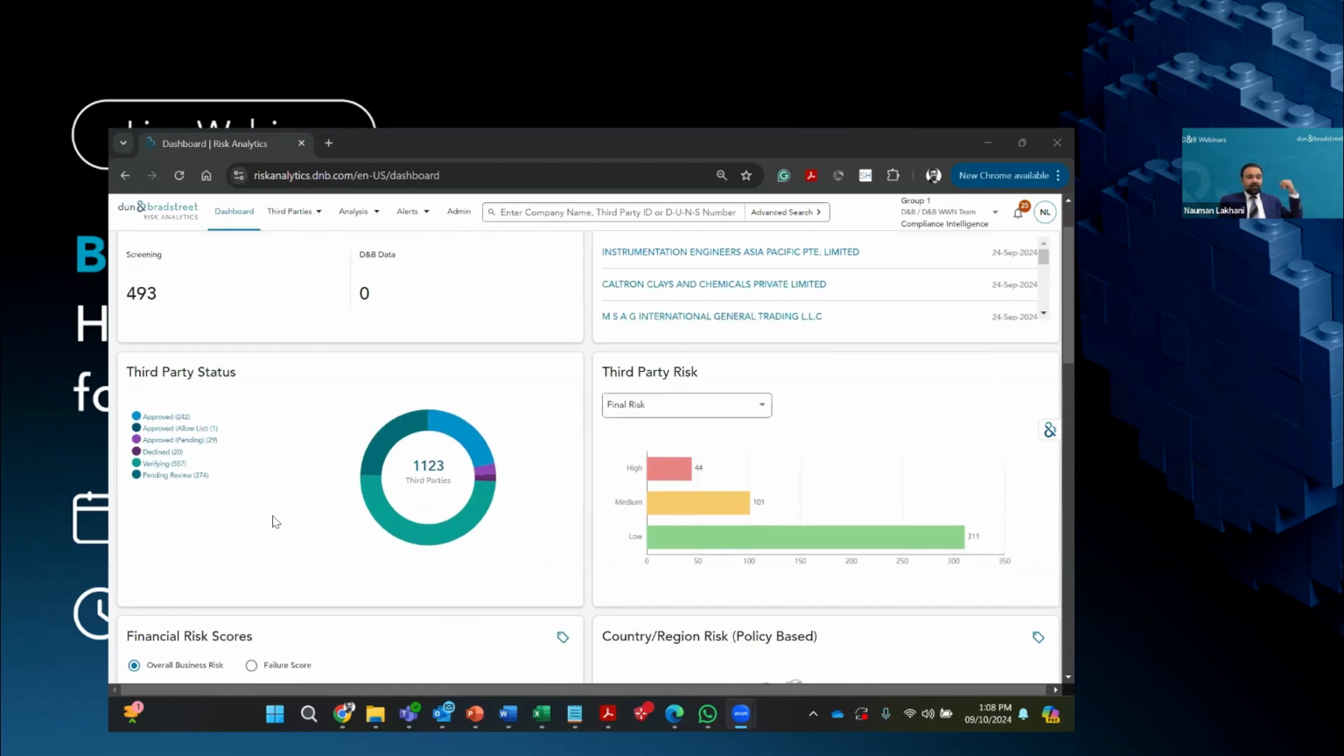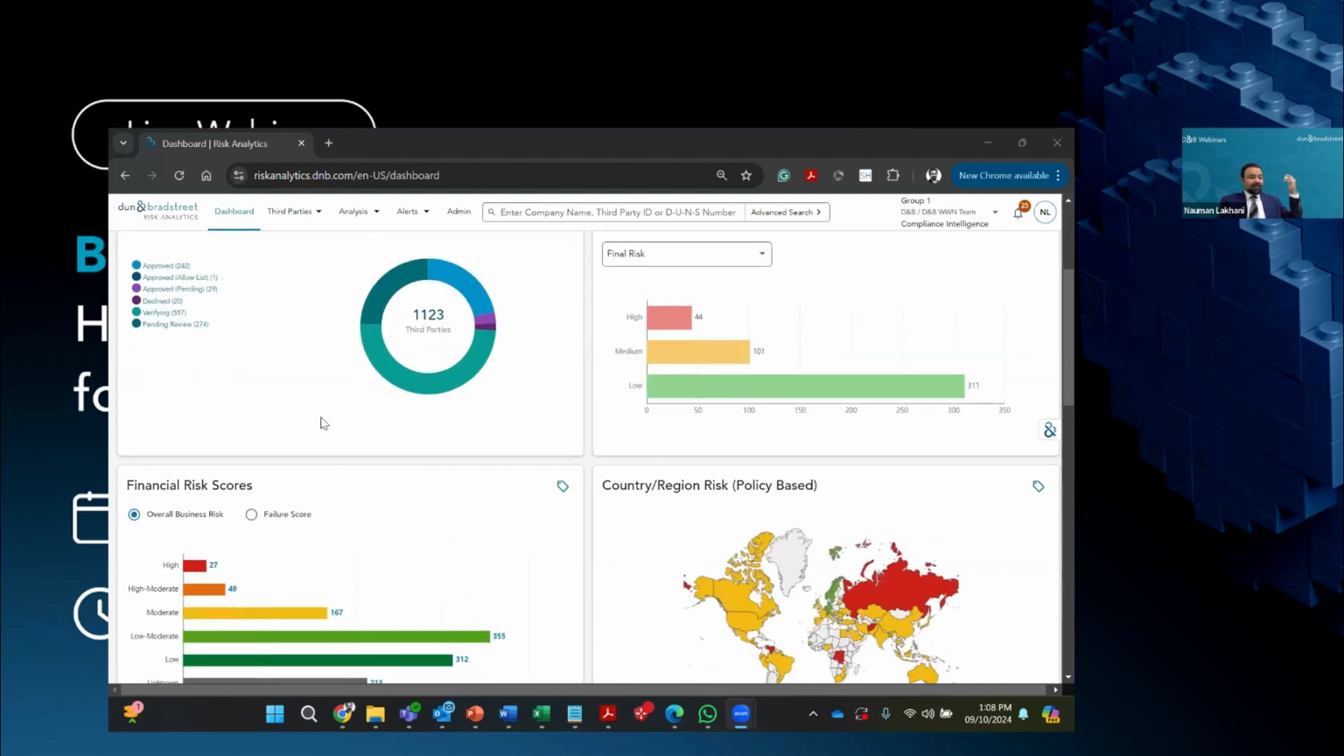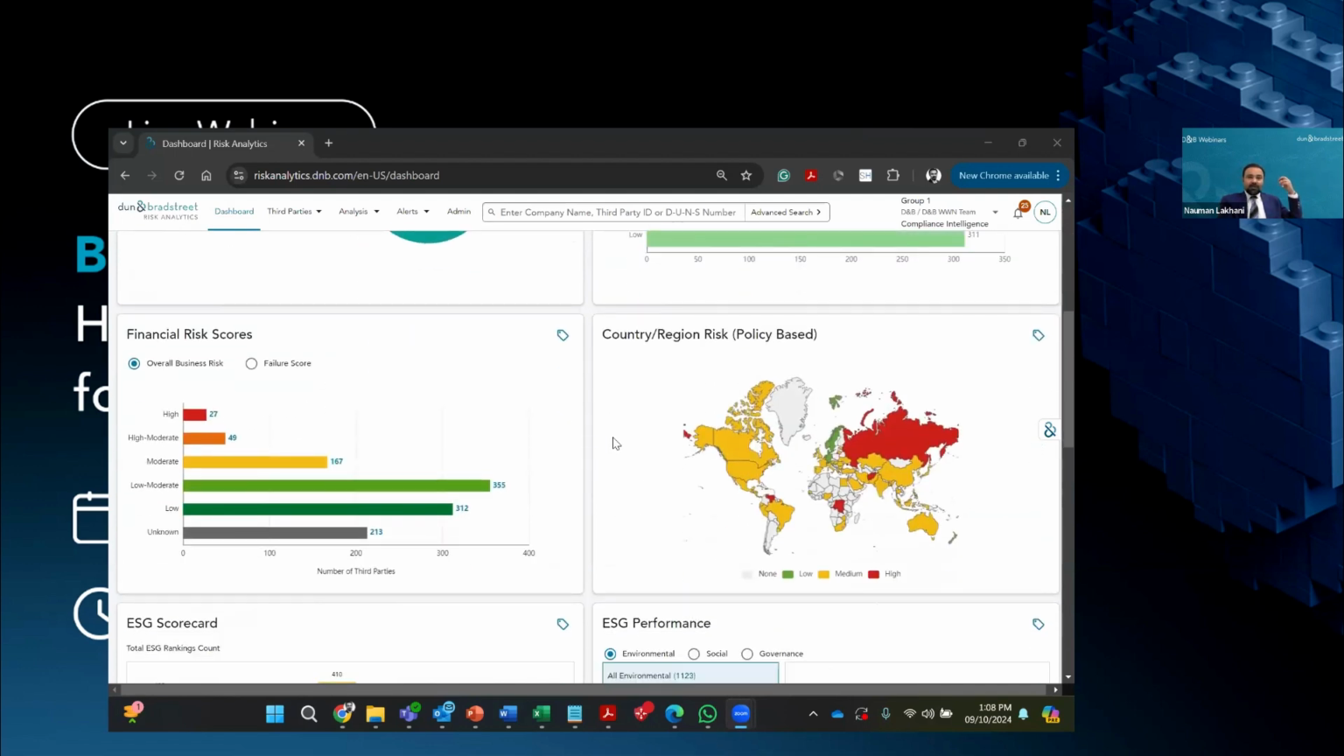Then it also shows you the third party status. That means how many companies you have reviewed, and how many companies are still remaining overall. Dun Bradstreet gives a lot of predictive score analysis as well, and descriptive scores too, out of which two of them are visible on the screen. One is the OBR, or the overall business risk, based on all the elements that Dun Bradstreet is covering, and there is a failure score as well.